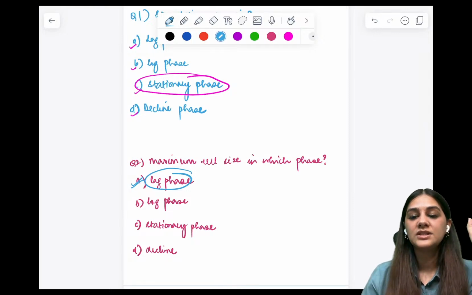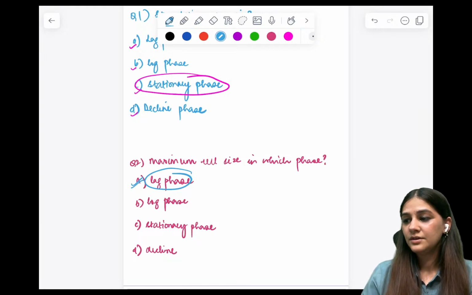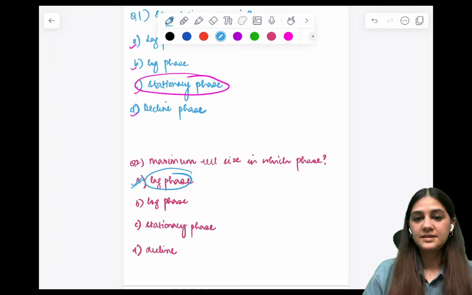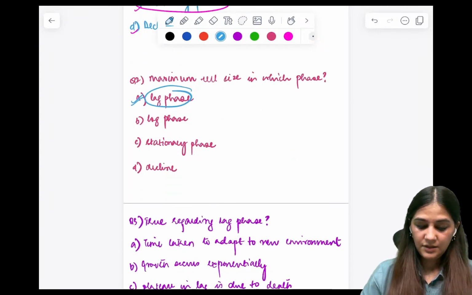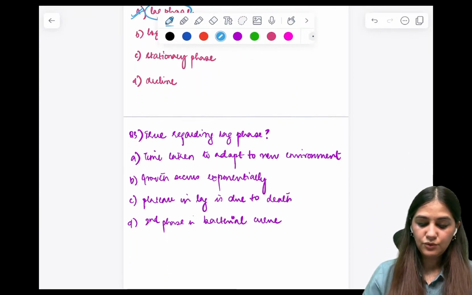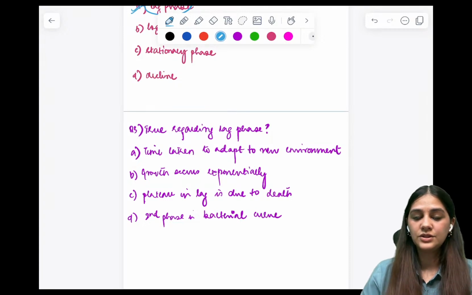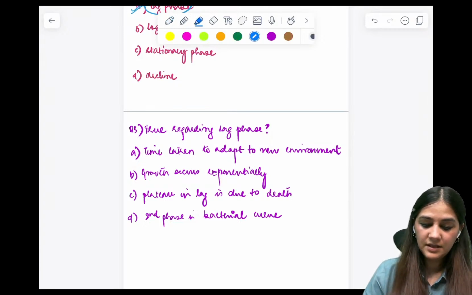Because lag phase में she's eating maximum nutrition because she wants to give birth in the log phase, right? So maximum cell size is reached in the lag phase, right? Everybody understood? Is everybody on the same lines as me? Great. So next, what are we going to talk about? This third question regarding the lag phase.